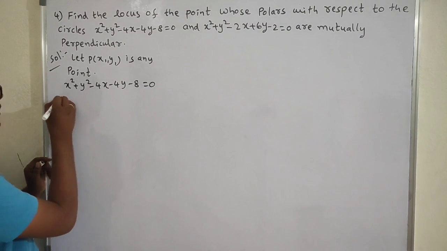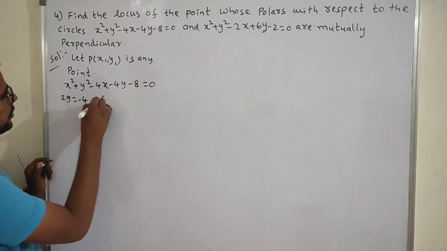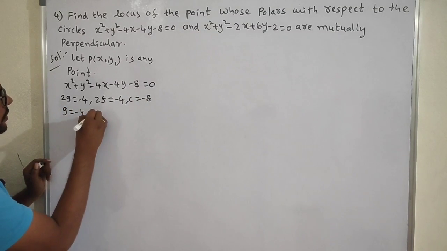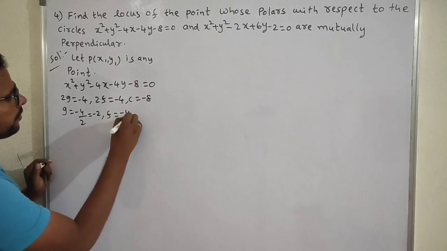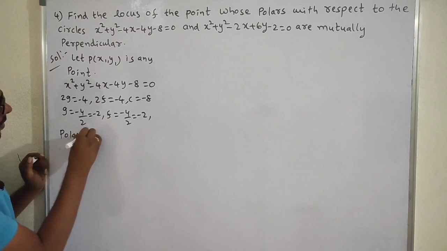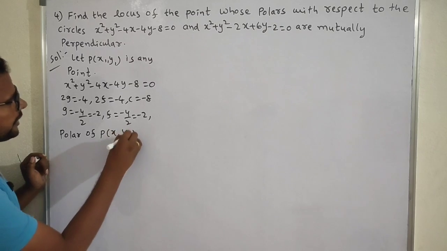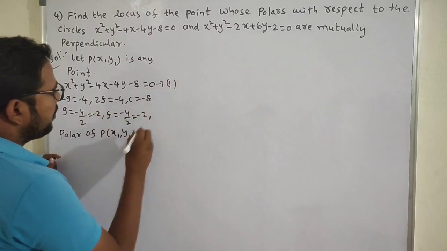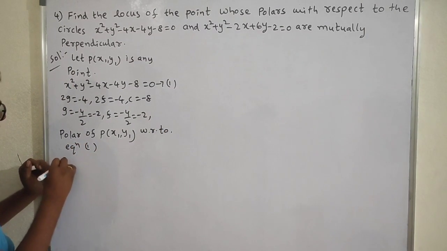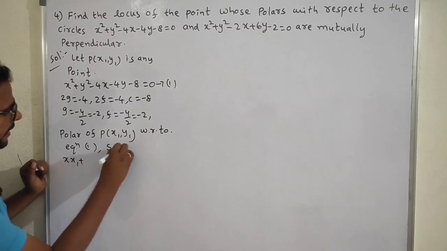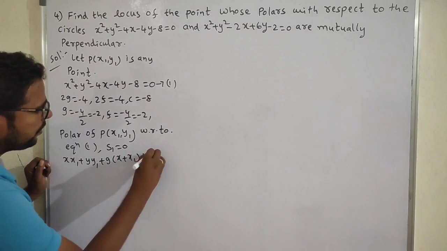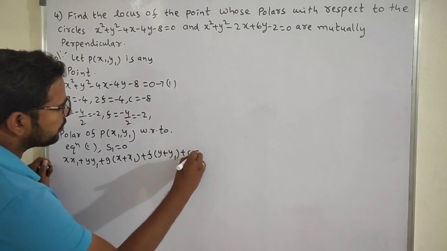What is 2g? 2g is equals to minus 4. 2f is equals to minus 4. c is equals to minus 8. అంటే g is equals to ఎంత వస్తుంది? minus 4 by 2 is equals to minus 2. f is equals to minus 4 by 2 is equal to minus 2. So polar of P of x1 y1 with respect to, take this as equation number 1 circle, with respect to equation number 1. So what is the formula? S1 equals 0 కదా, x1 plus y1 plus g into x plus x1 plus f into y plus y1 plus c is equals to 0.